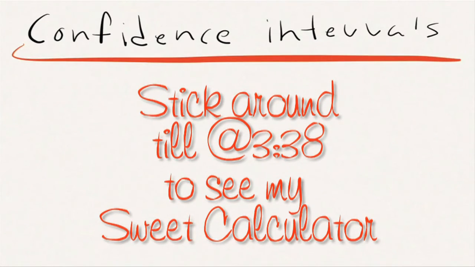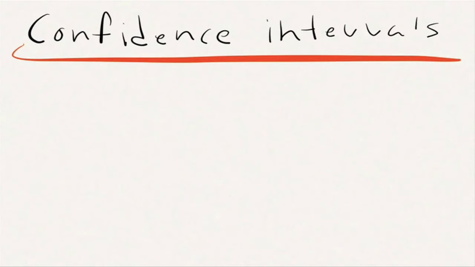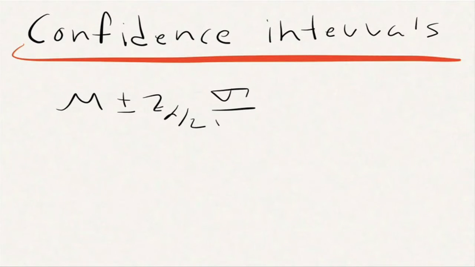We're talking about confidence intervals, and I'm not even really sure that's how you spell confidence or intervals. And here we go. What are we going to do if we're dealing with population parameters? It's going to be mu plus and minus z alpha over 2 times the standard deviation divided by the square root of the sample size.